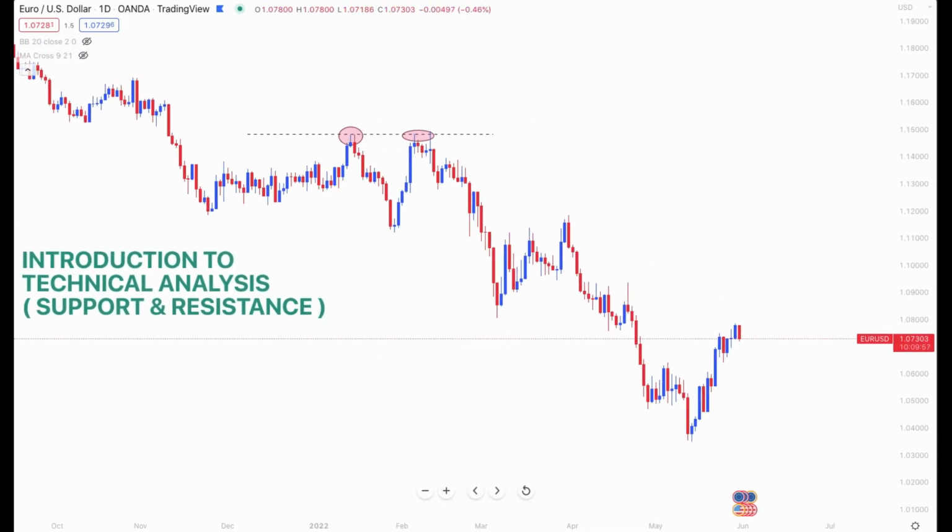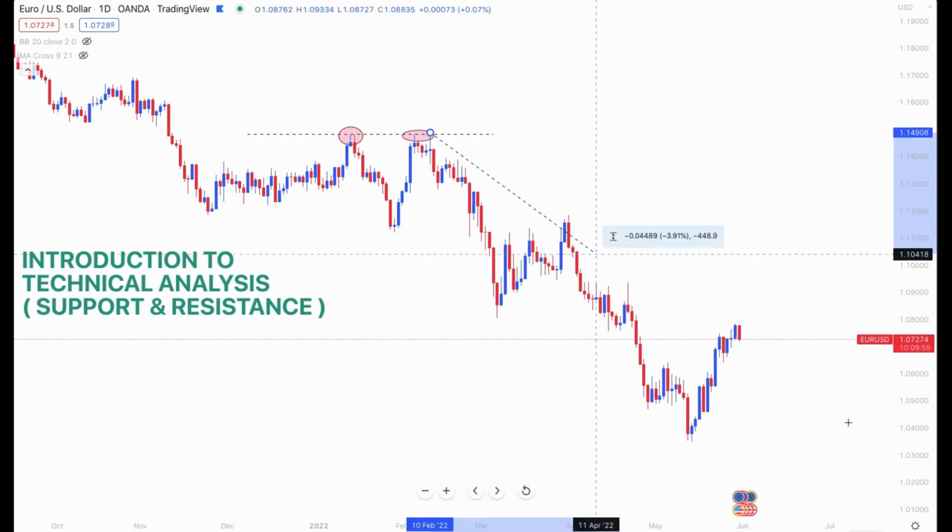Let's use this one. Remember we discussed trend lines? Look at this.